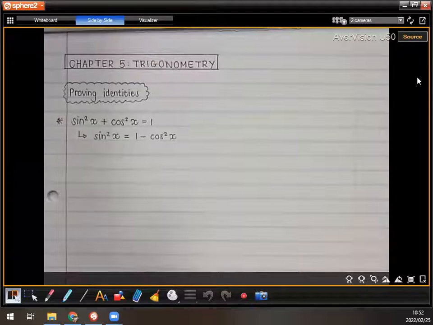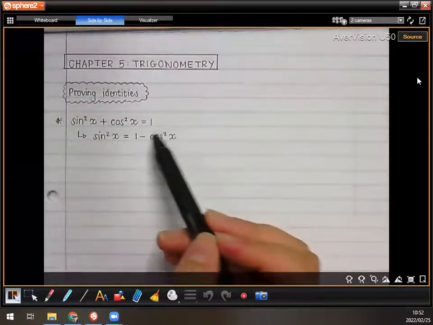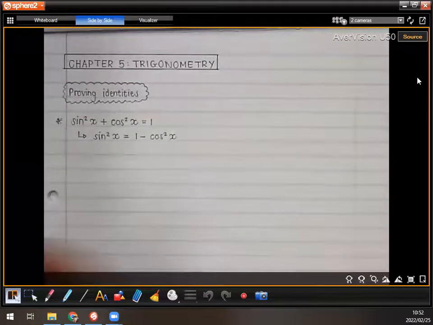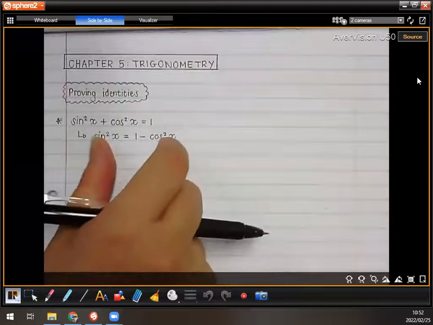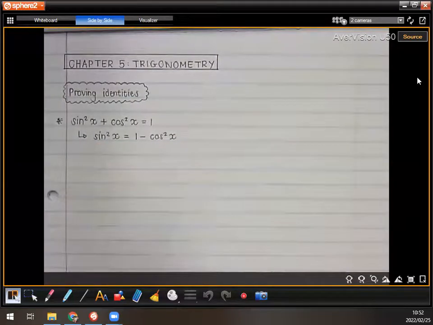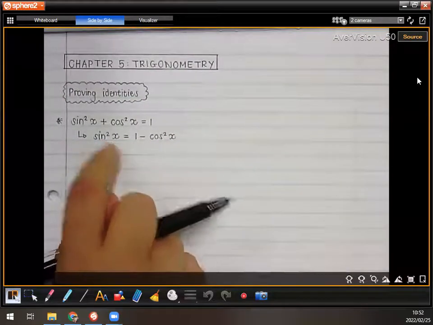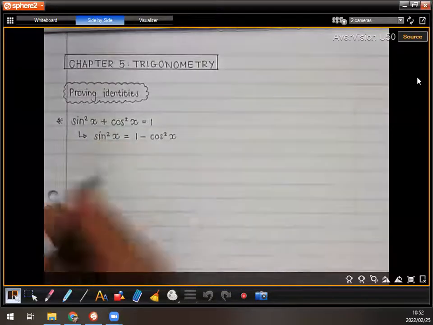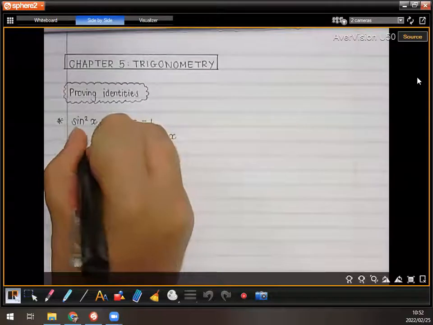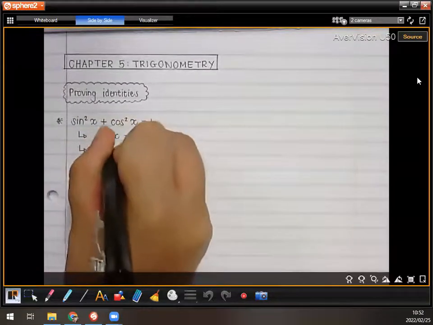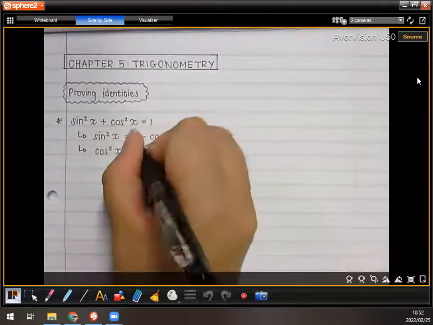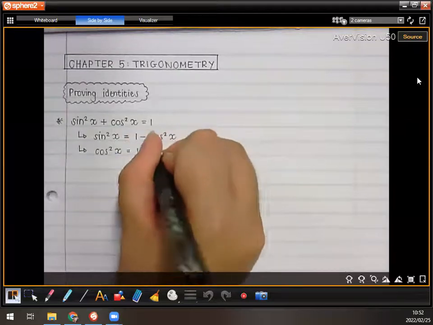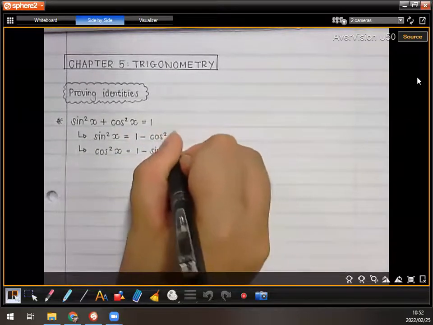If you see a sine squared x, it might be helpful to change it to 1 minus cos squared. If you see a 1 minus cos squared, it might be helpful to change it to a sine squared. Guys, these don't work if they're not squared. So you can't say sine x is 1 minus cos x. That's not true. They have to be squares. Then the other one from this was just cos squared x is equal to 1 minus sine squared x.